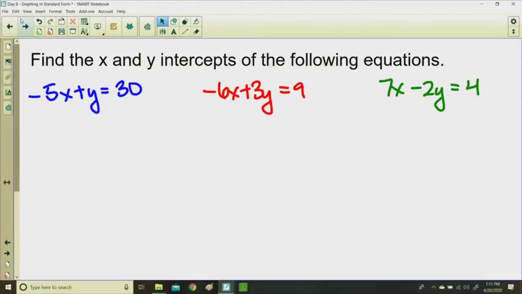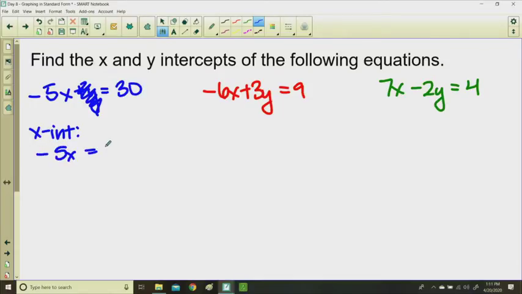Okay, so go ahead and find the x and y intercepts of the following equations. So practice it on your own, real quick. All right, I'm going to assume that you did it by yourself, so I'm going to do the blue one first. Looking for the x-intercept, cover up y. I don't need it. So the x-intercept is -5x equals 30. Divided by -5, so x is going to be -6. Now what's my coordinate? It's going to be (-6, 0).